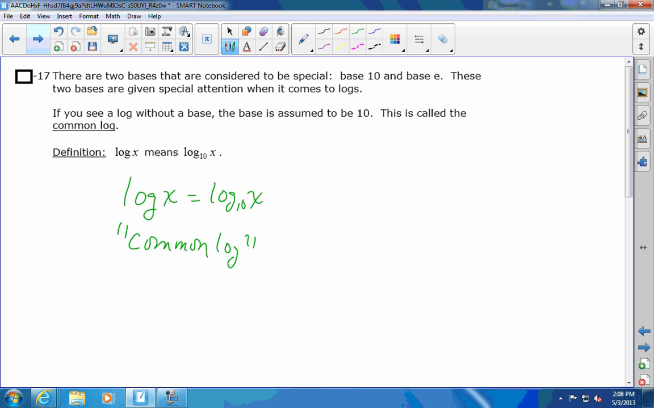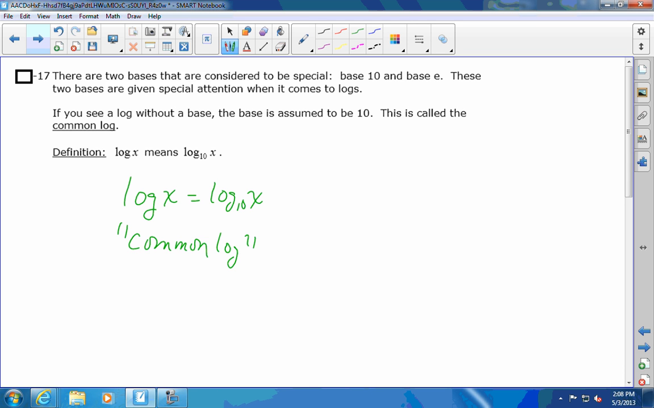Does anybody have a graphing calculator with them? Since I can't pull up Caitlin's. So the common log button is LOG. If you press LOG and you put a number in there like 100, which we know the answer is 2 because 10 squared, you hit enter, there's your 2.